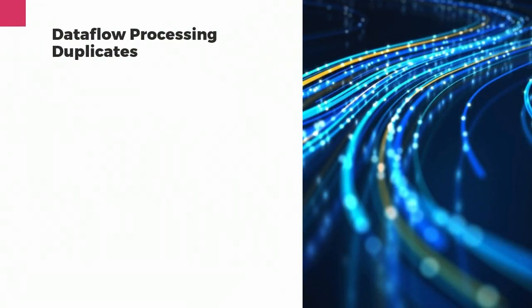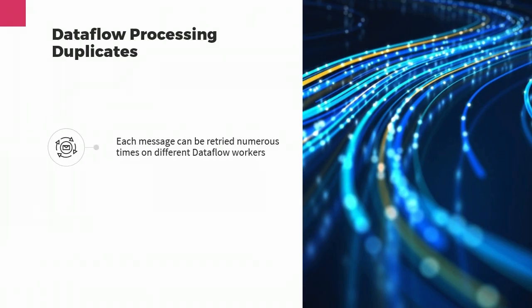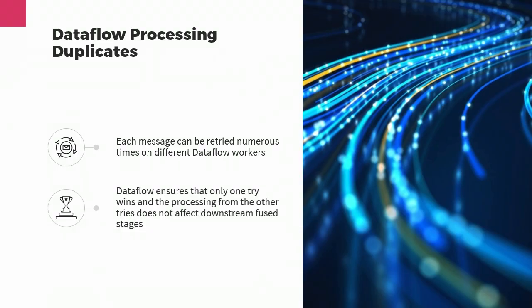Now, Dataflow is going to process duplicates in a couple different ways. Each message can be retried numerous times on different Dataflow workers. This is just the nature of the distributed processing when it comes to Dataflow. Now, it's going to ensure that only one of those tries will win, and the processing from the other tries of our workers is not going to affect any downstream stages in our data processing. Dataflow does guarantee exactly-once processing by leveraging checkpointing at each stage to ensure that duplicates are not reprocessed, which could affect any state or our output.